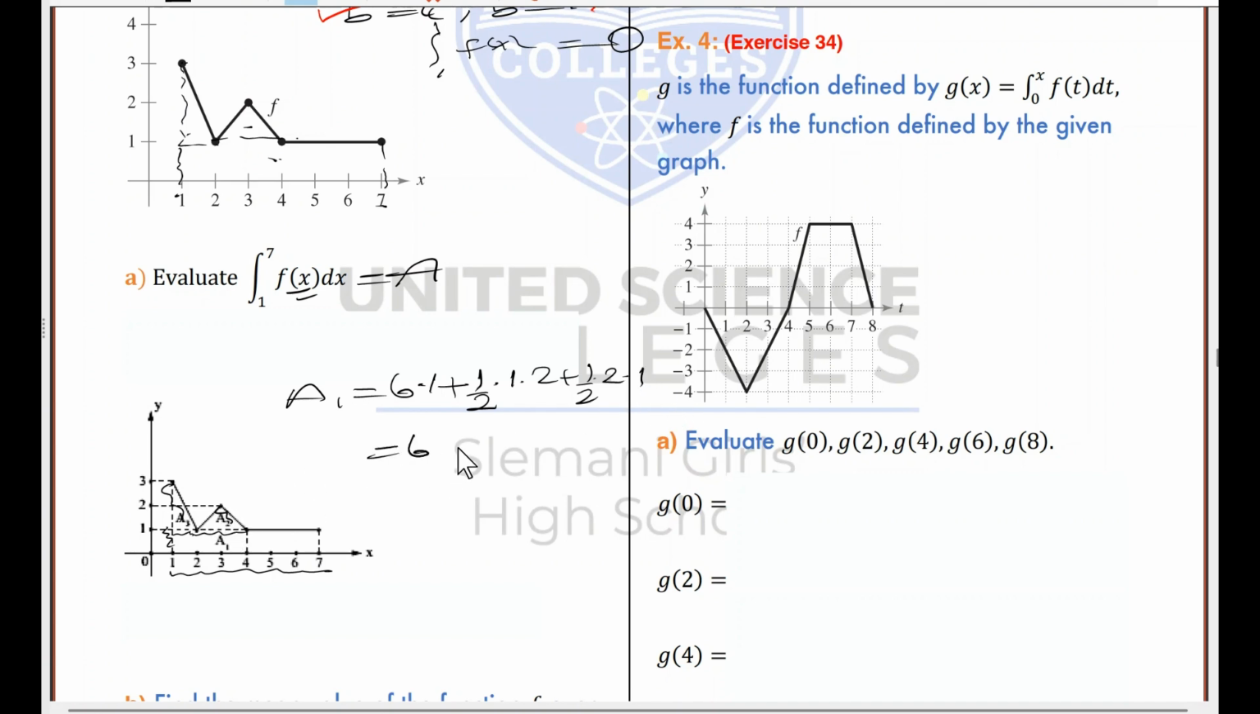is equal to 6. The 2's cancel each other, plus 1, plus the 2's cancel each other, 1, so 1, 1, 6 makes 8. So the answer of the first part is 8.